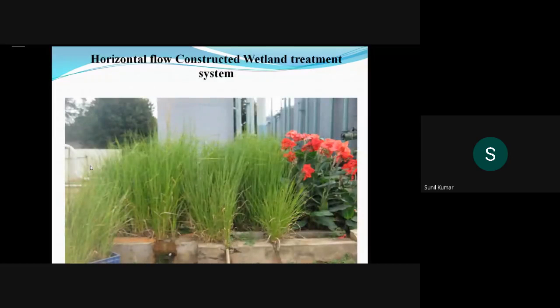Once it comes to the mature stage, the constructed wetland looks like this. The flowering one is Canna indica, which gives a pleasant appearance. The other plant you can see is vetiver, Vetiveria zizanioides. This gives higher removal efficiency and good aesthetics. Based on our application, we have to decide which plant has to be used.